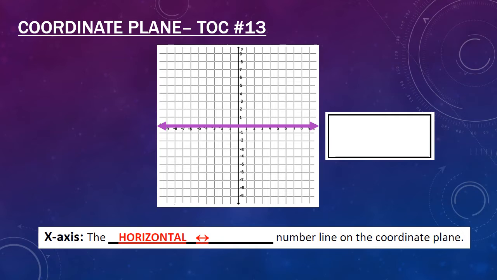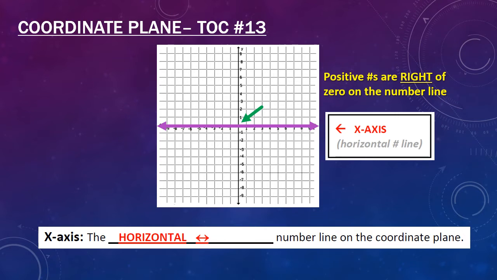So go ahead and highlight that with your marker, colored pencil, highlighter, whatever you have. And then I want you to label it at the top of your page as the x-axis. You can also add that that's the horizontal number line, because sometimes they will say, what is the horizontal number line? And you have to say, oh, I know that. That's the x-axis.